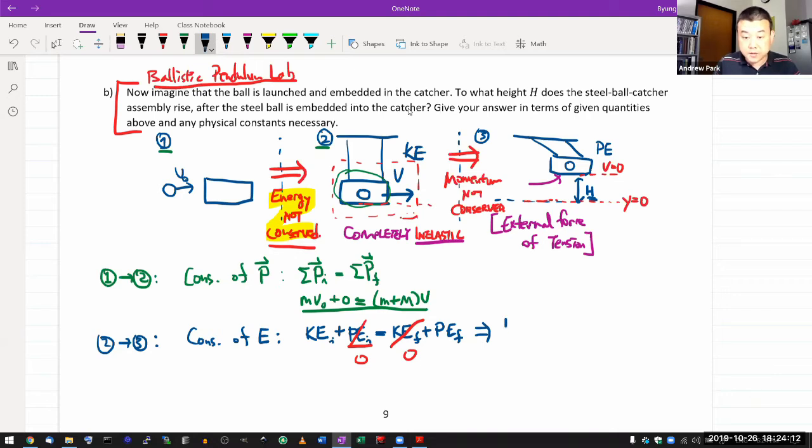The initial kinetic energy is 1/2 the mass. Make sure to remember it's the total mass times the speed squared, is equal to, at the height h, the gravitational potential energy, m plus big M g times h.